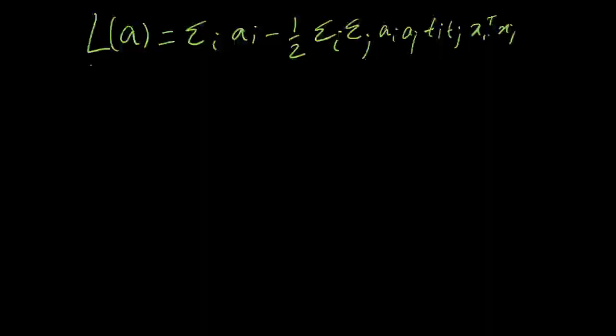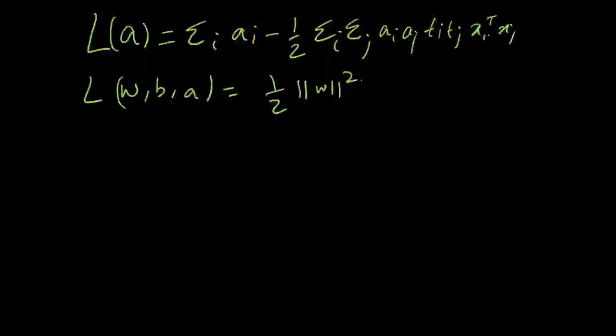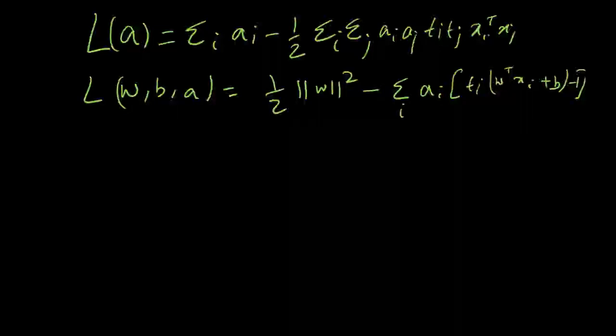Which was equivalent to what we had earlier, right? Where we had this Lagrangian, L(w, b, a), where we had half of mod w square minus the sum over i, a_i, [t_i (w transpose x_i plus b) minus 1], right? So these two were equivalent optimization problems that we were looking at.